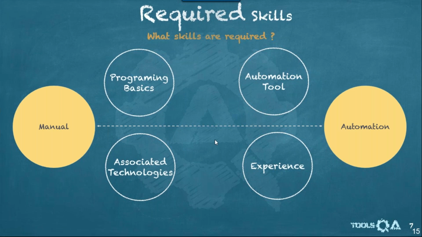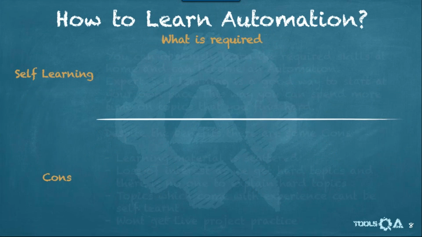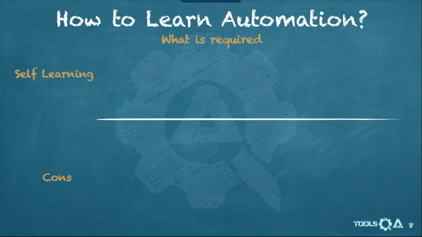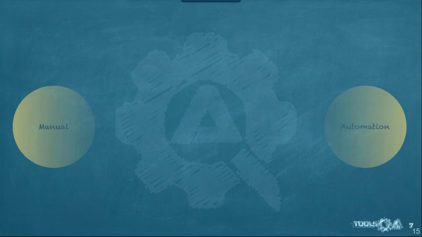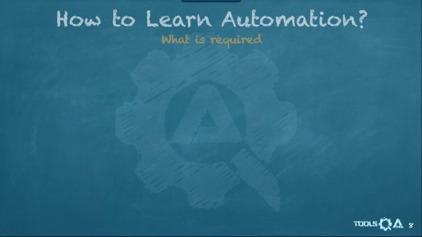Well, let me just move on to the next slide then. So how to learn automation, what is required? Right. So in the previous slide, we understood the path, like what path do we have to take to reach from manual tester to becoming an automation tester, right? So this is the path, we know the sequence, but how can we start with it?